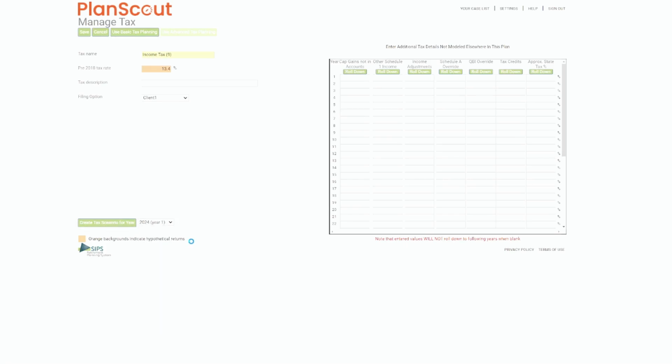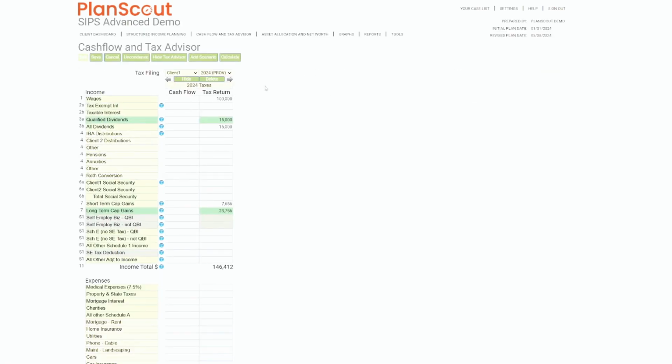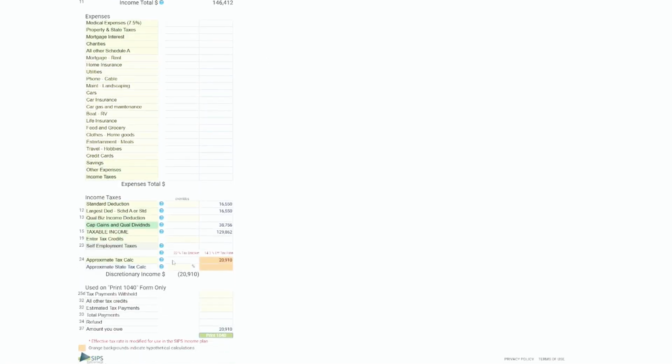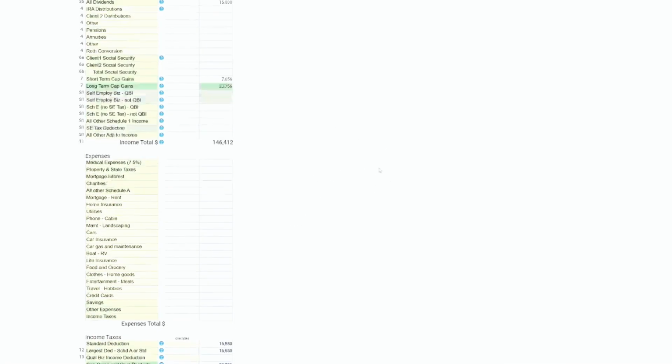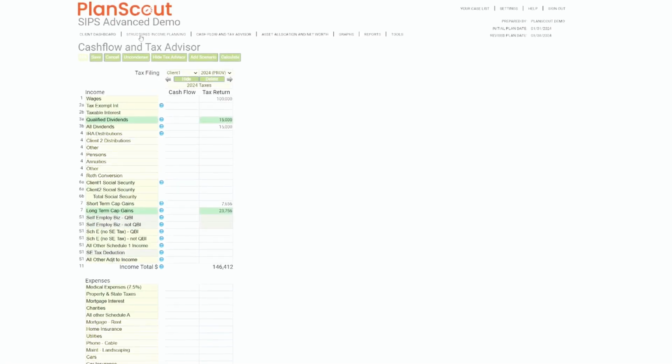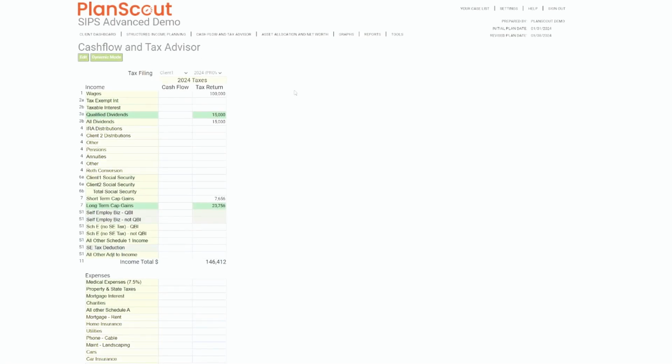We're going to create a tax scenario for year 1, and we can see that this client is in the 22% tax bracket. They're paying about $20,000 a year in taxes. So that gives us essentially a tax budget that we can stick to while we do our conversions. So we're going to try to stay within that 22% tax bracket.